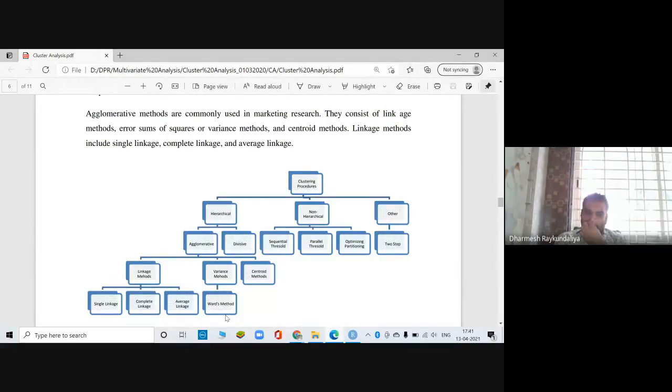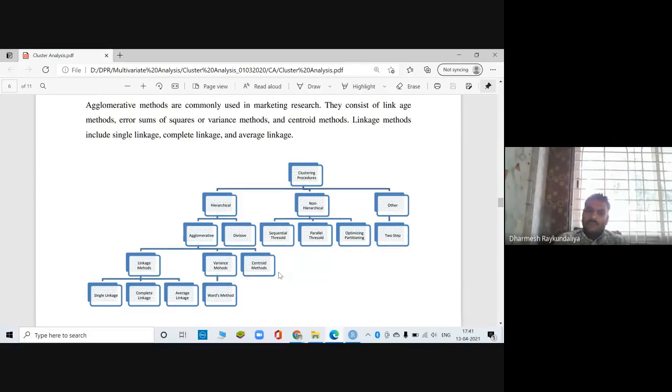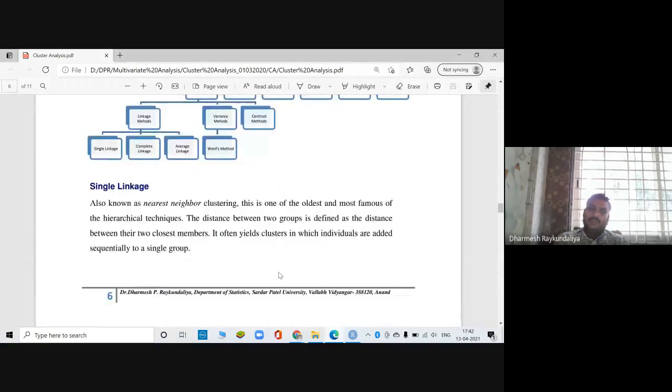In the variance, or Ward's, method, we calculate the mean of each object. Then we find the distance of each variable value in an object from its mean, take the square and their sum, and find whichever is the smaller value. That is nothing but Ward's method. In the centroid method, you can use either the average centroid method or the median as a centroid method. So this is the single linkage, also known as nearest neighbor clustering.